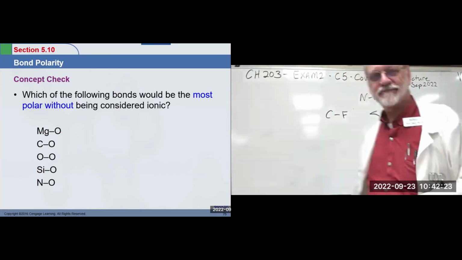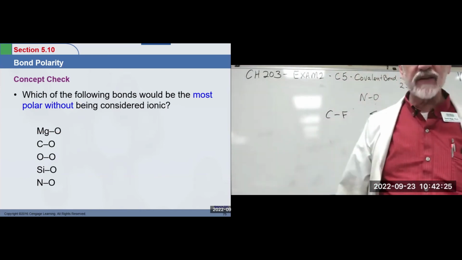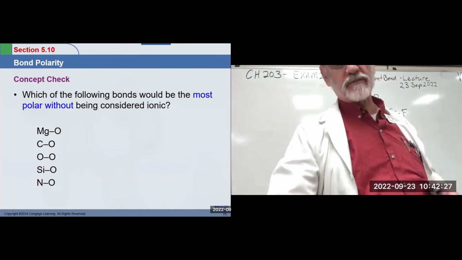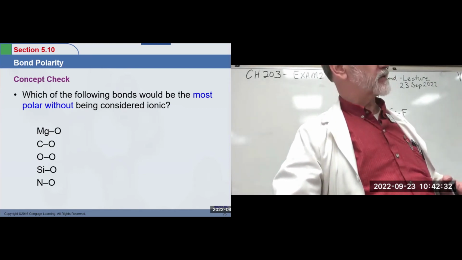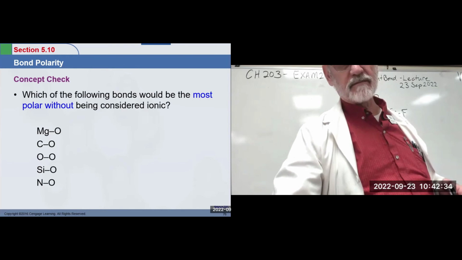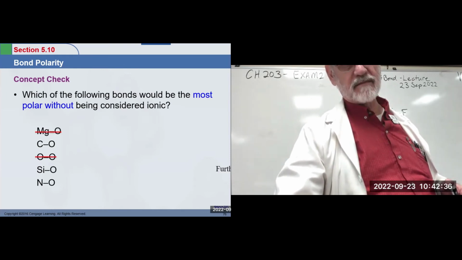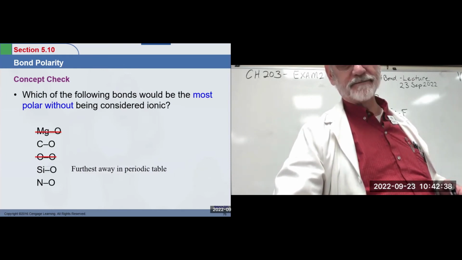Most polar without being considered ionic, right? So we can throw out magnesium and oxygen. Most polar will be the ones farthest from each other, silicon and oxygen. There we go.